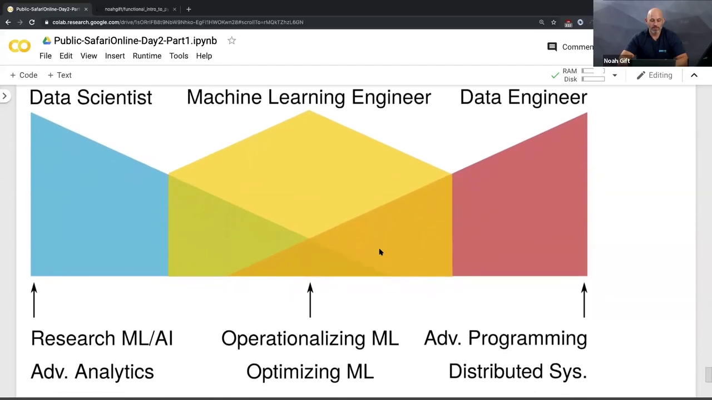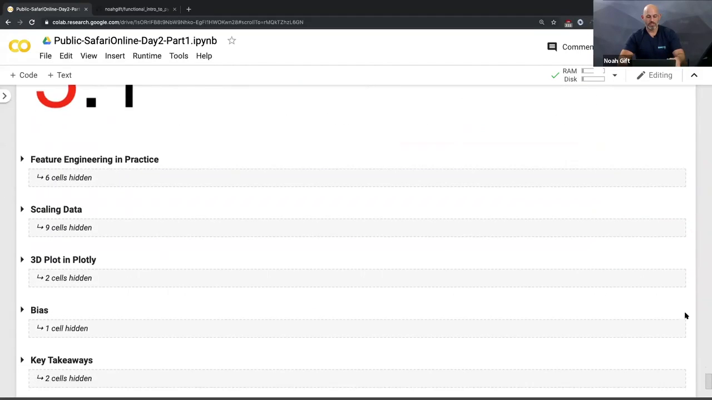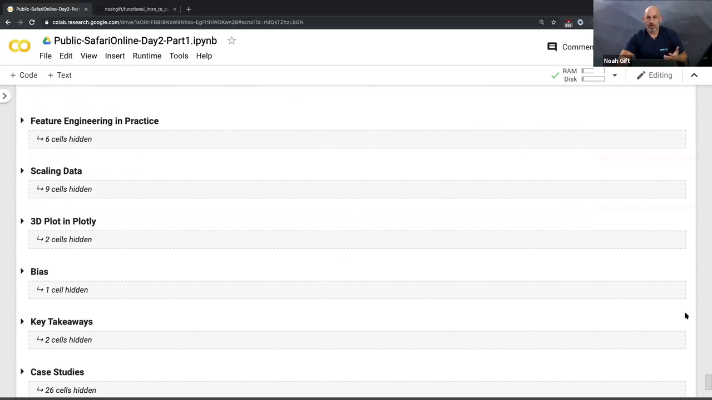And here's another diagram that's kind of interesting. If you look at data science, this is really like a research position, but a machine learning engineer really handles operationalizing machine learning and optimizing machine learning. And a data engineer handles advanced programming and distributed systems. So because we're about where I wanted to end, I'm going to just let you see a few other sections here that you may want to follow up on your own.